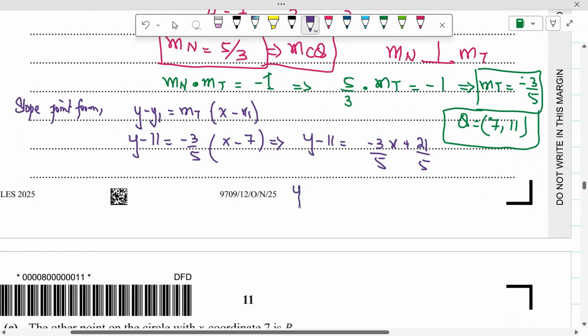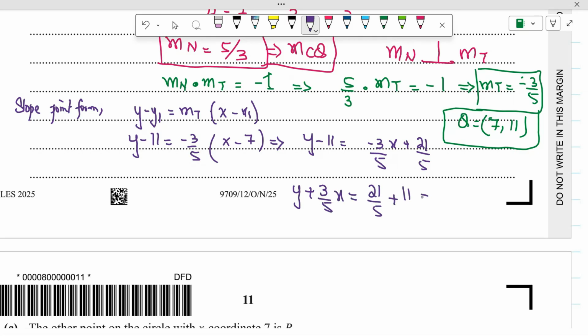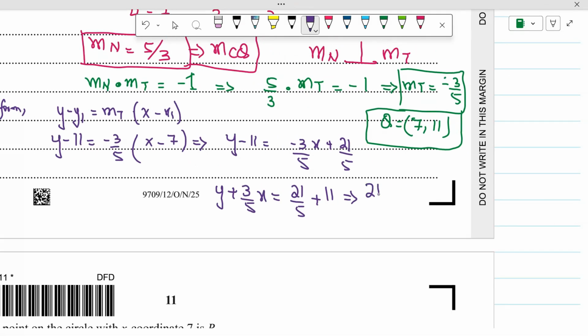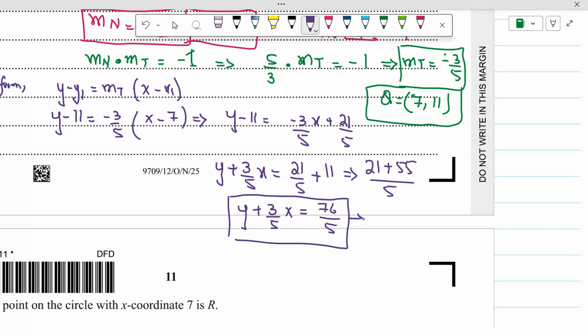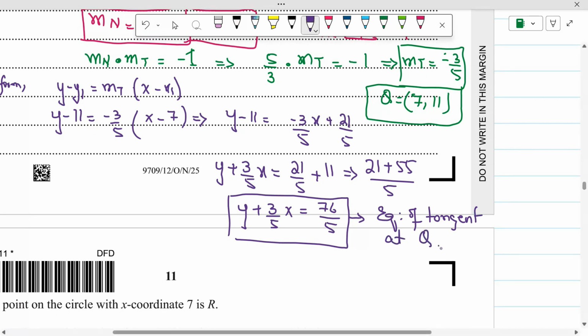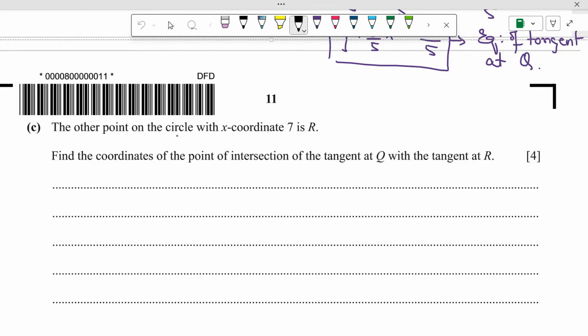Further solving, we will have y plus 3 over 5 x is equal to 21 over 5 plus 11, which is equal to (21 plus 55) over 5. The equation is y plus 3 over 5 x is equal to 76 over 5. This is the equation of the tangent at Q.